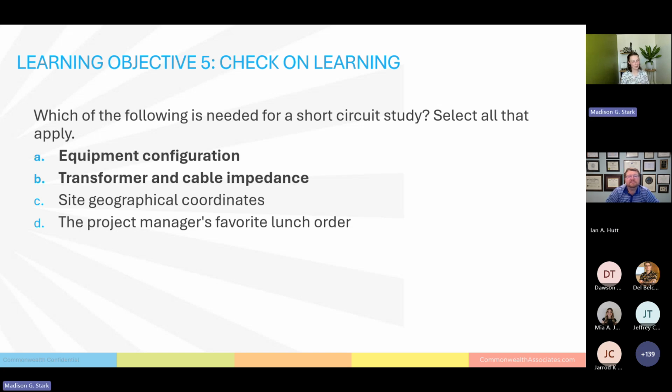That is correct. But I will say, if the short circuit study is going to be late, D is very helpful. Just keep that in mind.